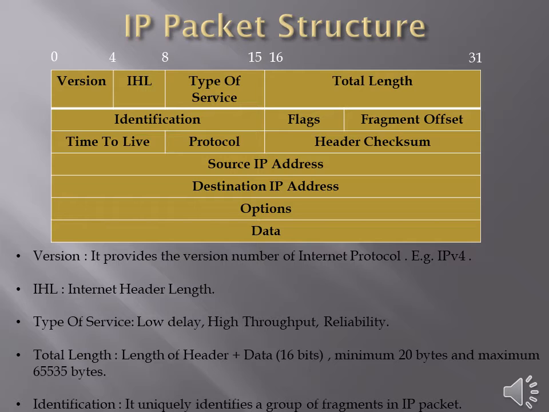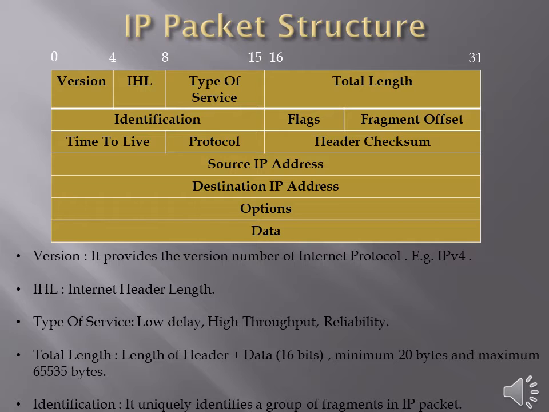Version is of 4 bits and it provides the version number of Internet Protocol, that is IPv4. IHL is also of 4 bits and it is called Internet Header Length. Type of service consists of low delay, high throughput, reliability, and it is of 8 bits. Total length is length of header plus data, which is of 16 bits. Minimum 20 bytes and maximum 65535 bytes.